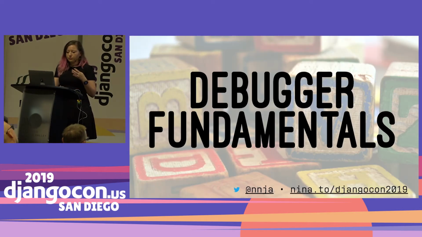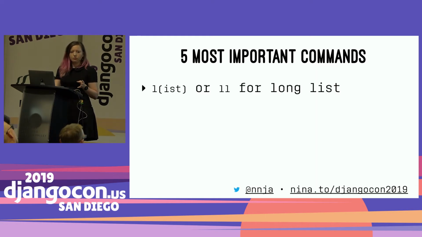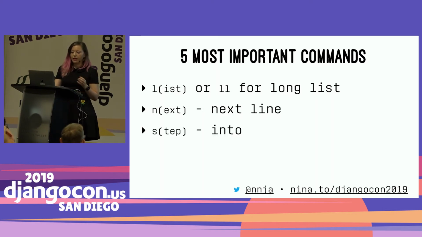There are 5 really important commands that you should remember when using the debugger, because you can learn more about the tool as you use it. You can always get more complicated, but this is really the list of foundational things. The first is L for list, or LL for long list. That's going to print out all of the code around the breakpoint that was hit. N is go to next line. S is step into, so if there's a method being called, enter it, otherwise just go to the next line.